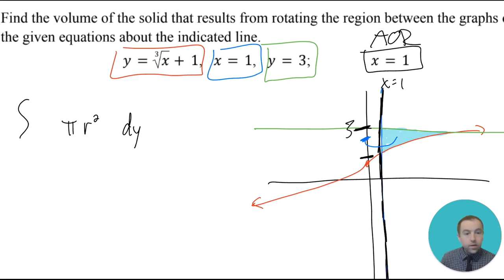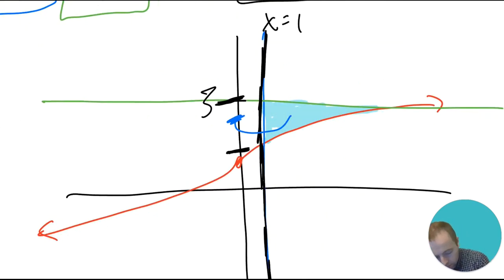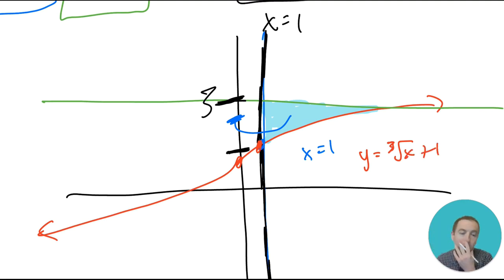The higher one is a little bit easier to tell. It's 3 because it's right at the constant function. The lower integration value we would have to solve for, I guess, because it's right at the intersection of the vertical line x equals 1 and then the cube root function of y equals cube root of x plus 1. So we could figure out where those intersect.